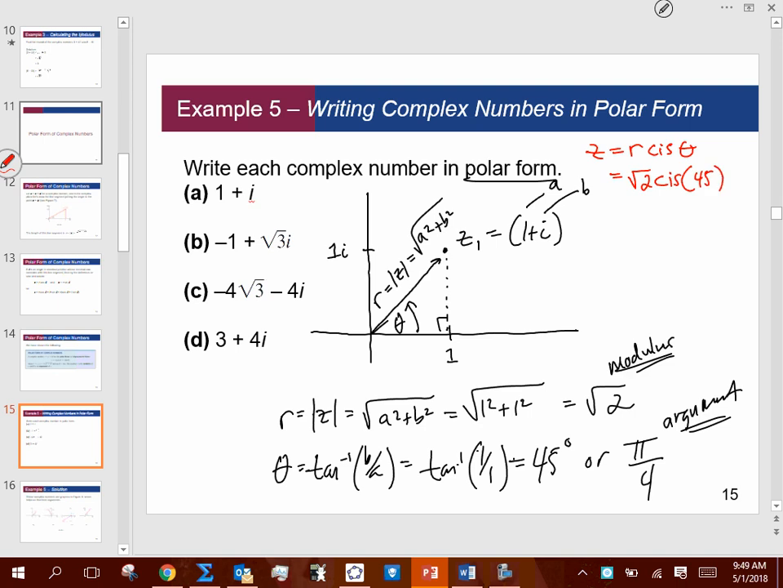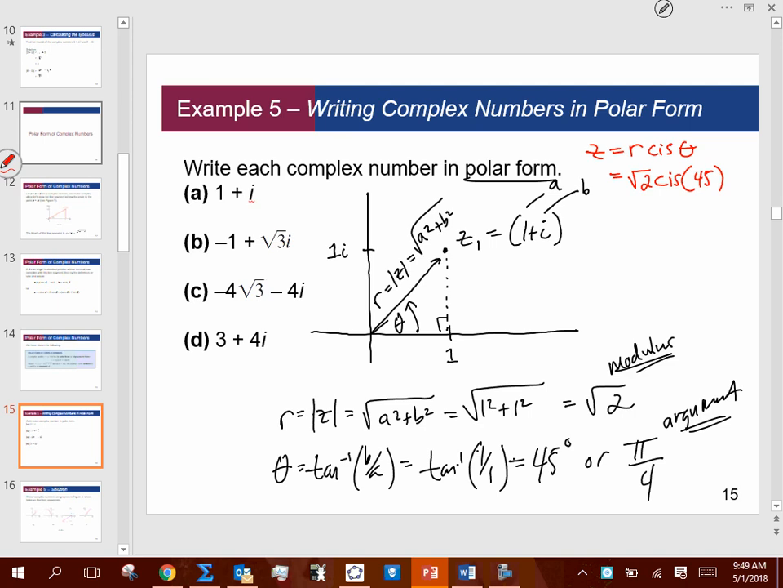And that is the polar form for that complex number. Now, you've got other ways of writing it. Okay, we kind of talked about that. So let's see if we can come up with those other ways.